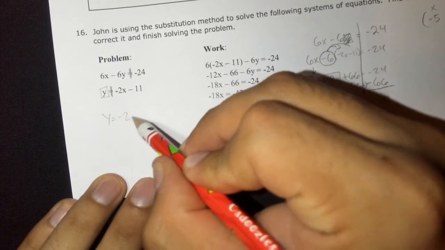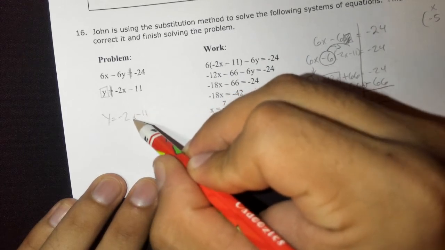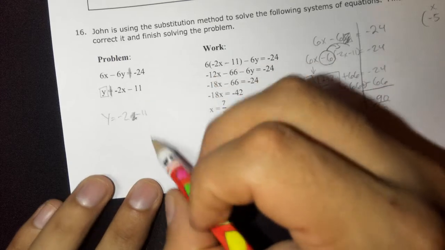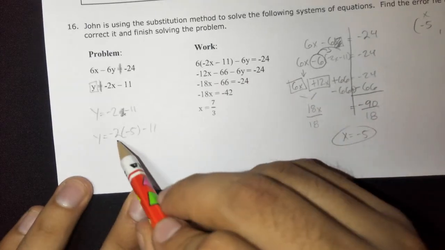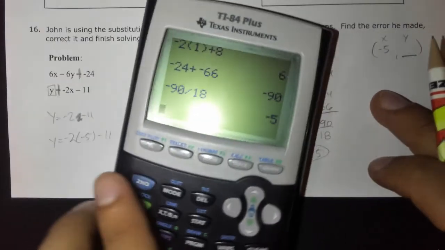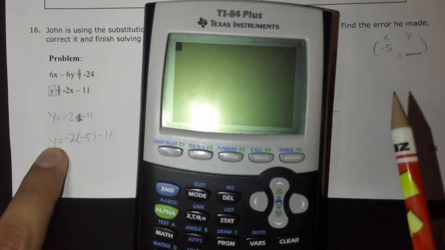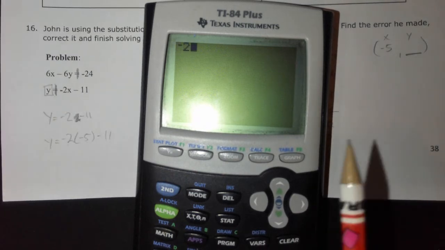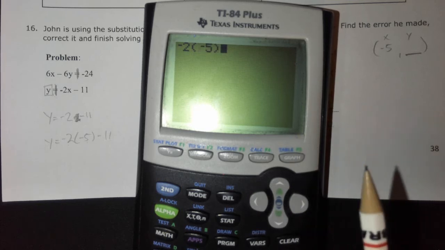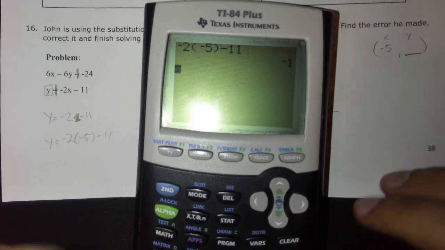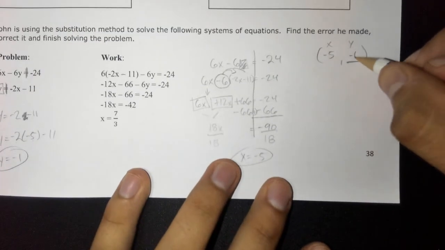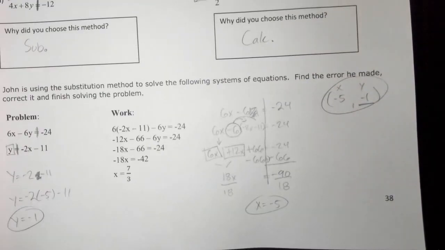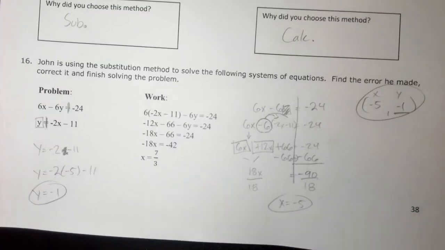And then for my last value, I just go back to my original, y equals negative 2x minus 11. I replace the x with a negative 5. So this would be y equals negative 2, parentheses, negative 5, minus 11. Actually, let's just do this all on our calculator. Again, you don't type in the y equals. This is just going to be negative 2, parentheses, negative 5, minus 11. Hit enter, we get negative 1. So my y value is equal to negative 1. There's my solution, negative 5, negative 1. Of course, we showed all our work, and we showed the other work over here.